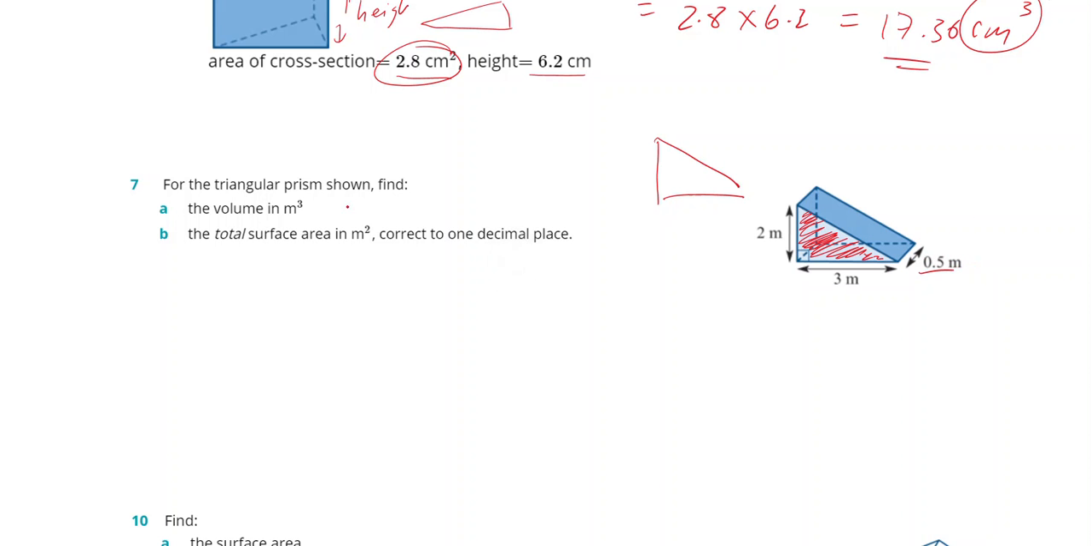So volume is given by the cross-sectional area times the height. The cross-sectional area is a triangle, and a triangle has an area of half times base times height. My base is 3, this is a right angle triangle, and the height is 2. This is my cross-sectional area, and I need to multiply this by the height, which is 0.5. You can work that out on the CAS.